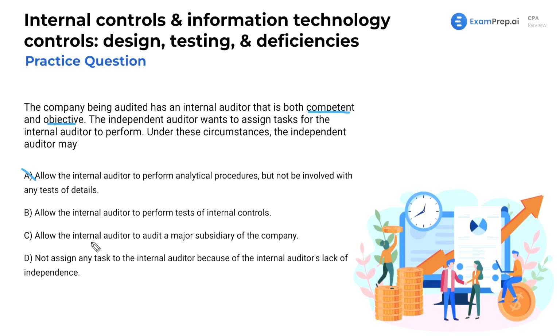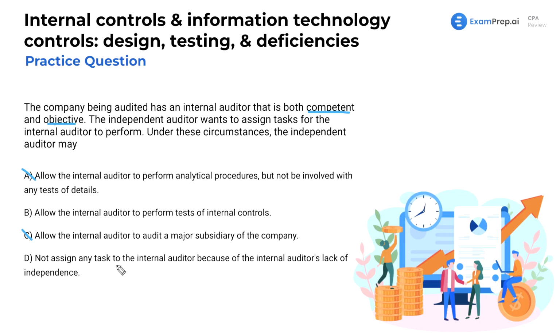But letter C, allow the internal auditor to audit a major subsidiary. No, you're not letting them fully audit anything, especially a major subsidiary. Right? They're not allowed to just go in and audit things. They're allowed to do subsets, just extra functions and tasks in order to help you.